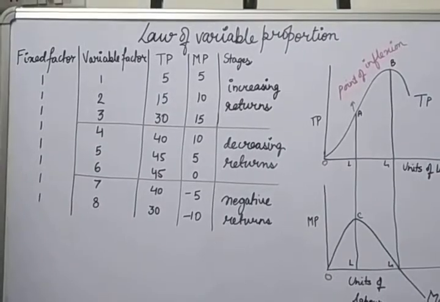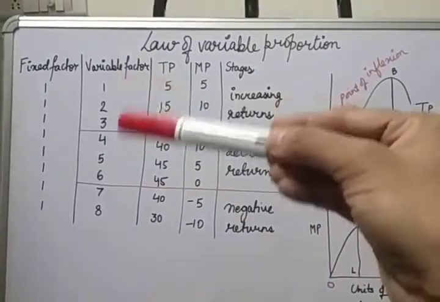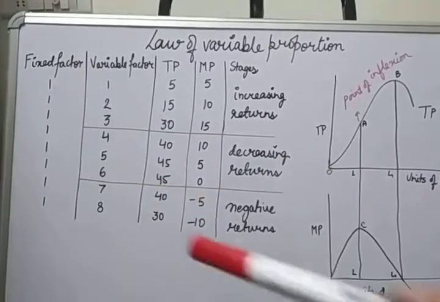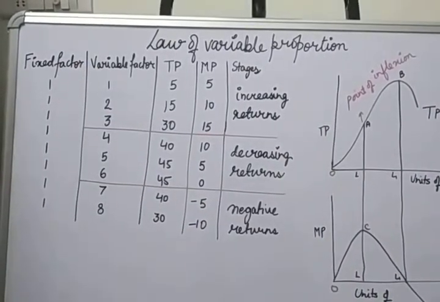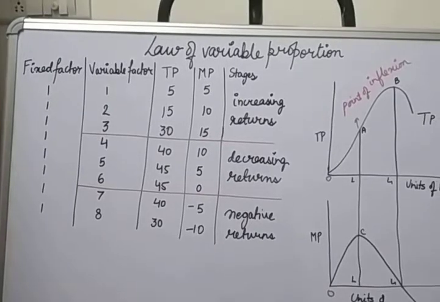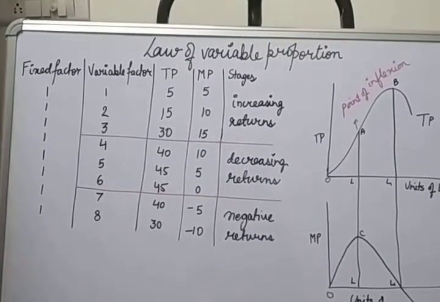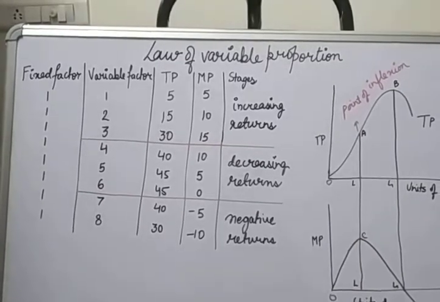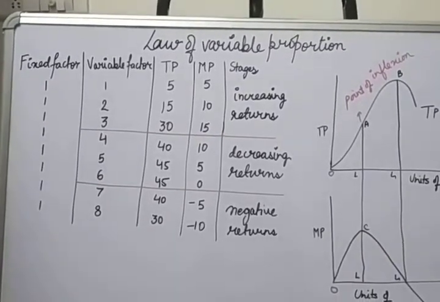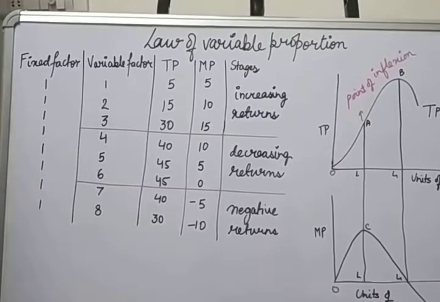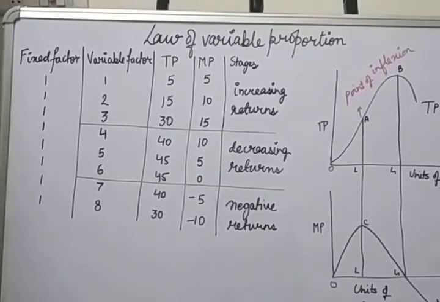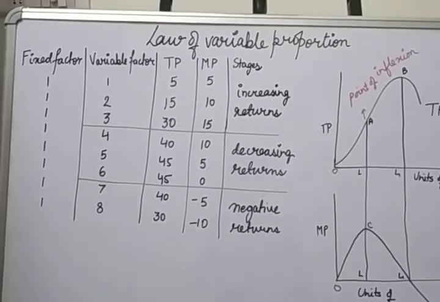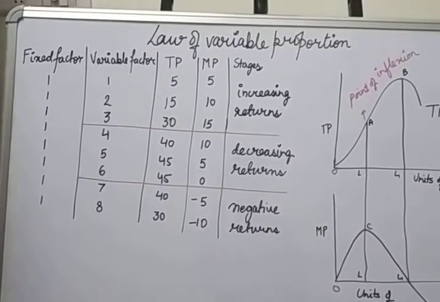So in the beginning, as the quantity of the variable factor labor is increased, the efficient utilization of the fixed input takes place due to specialization of the variable inputs. So this raises the efficiency of the variable input. Now, in the first stage, there is a scope for more efficient utilization of the fixed factor by employing more units of the variable factor. That's why the producer continues the production.